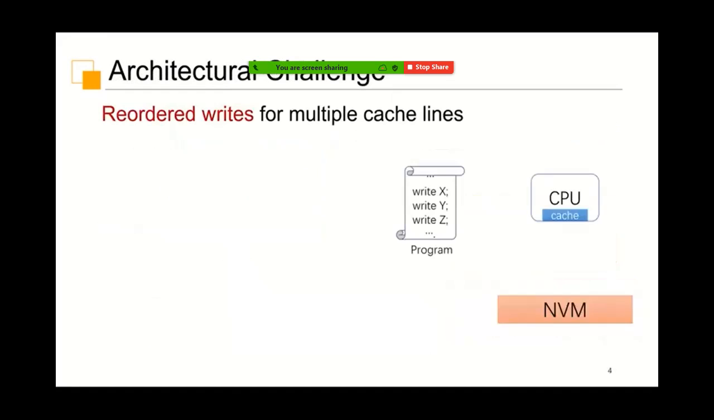So let's see a classic architectural challenge for in-NVM data structures. It is reordered writes. So what does this mean? Assume that we have a program which wants to write the data x, y, z in this order to the non-volatile memory. But when the CPU truly writes such data to NVM, it may reorder the writing order, in this way, z, x, y. This is possible.